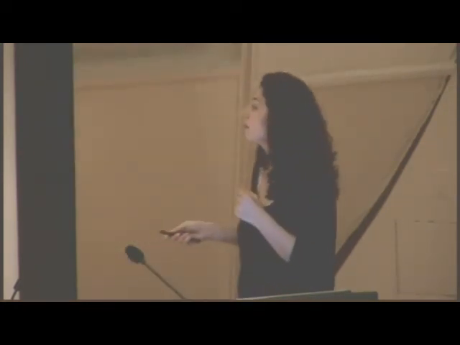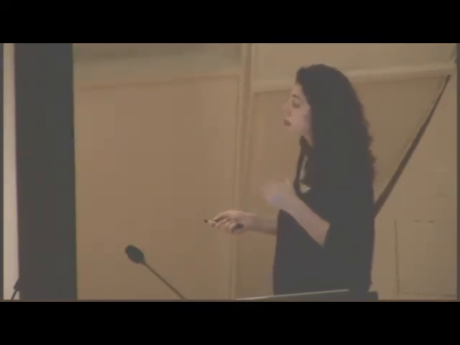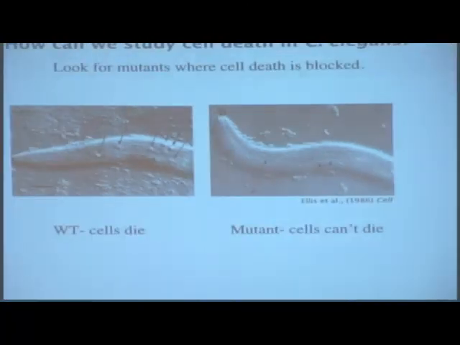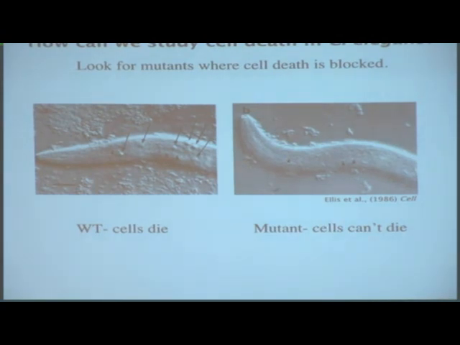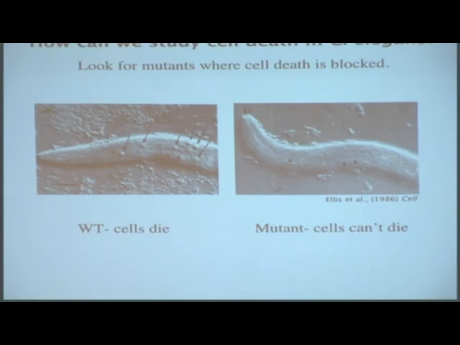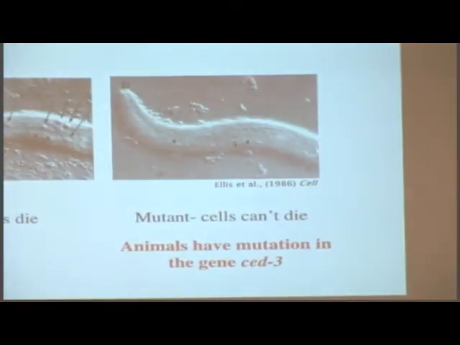And then they looked for mutant animals in which cells don't die. Here you can see these lines, which are what dead cells look like, and here you don't see any dead cells. By doing studies like this, looking for mutants for a given phenotype that you want, where the phenotype is that cell death cannot occur, they were able to identify that the gene required for cells to die is a gene called ced-3, which is cell death defect number 3.